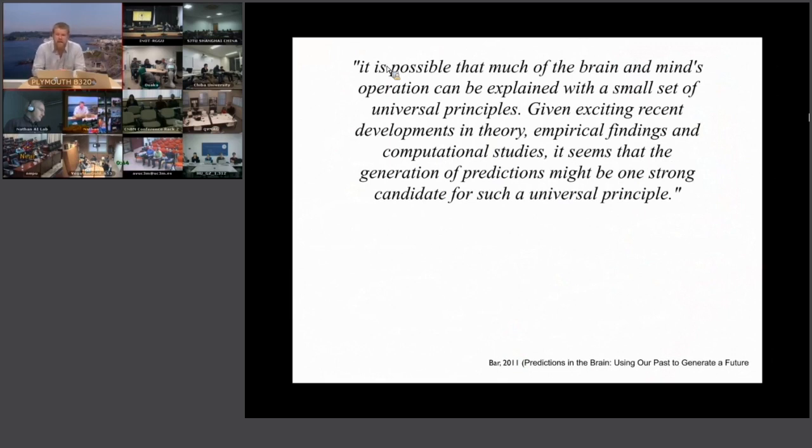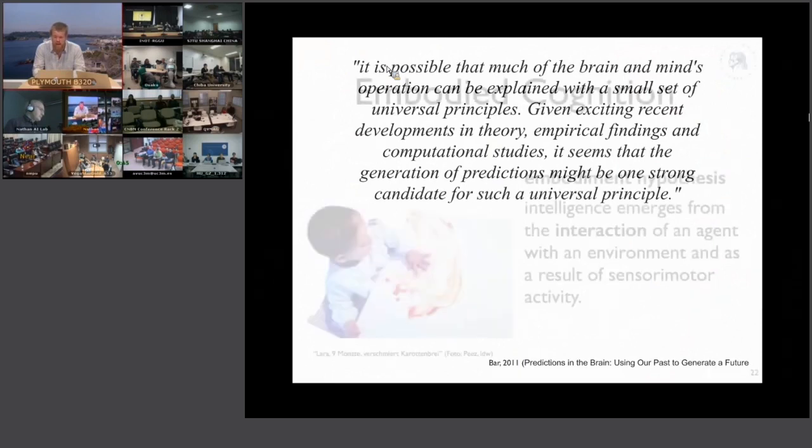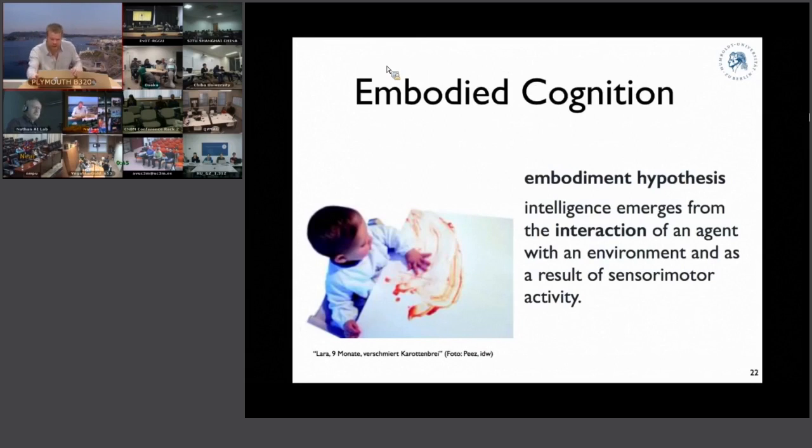But it leaves the question, how do you get from prediction to cognition? How can something as simple as prediction explain much of what we do? Oh, jumping ahead of myself slightly. Just to link in with last week, you talked a little bit about embodied cognition, and this is one of Verena's slides. She said that intelligence emerges from the interaction of an agent with an environment and as a result of sensory motor activity. So I'd like to highlight interaction and sensory motor activity and dig a little bit deeper. How is it that sensory motor activity can lead to intelligence? And what's that got to do with prediction?